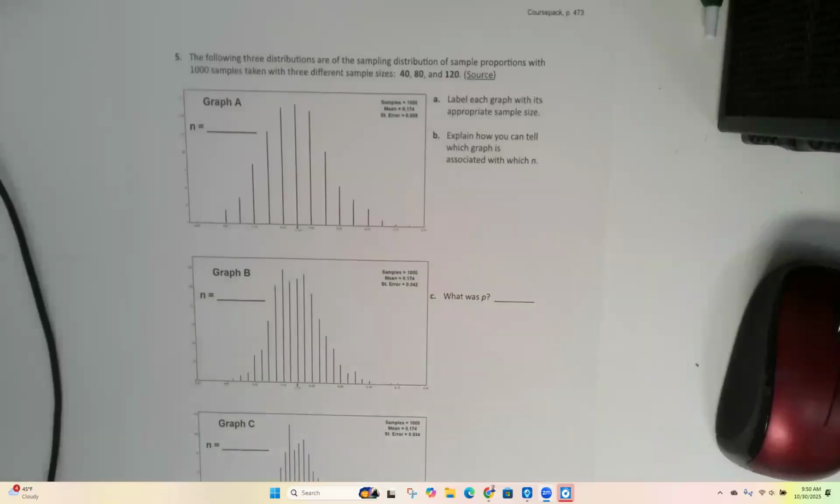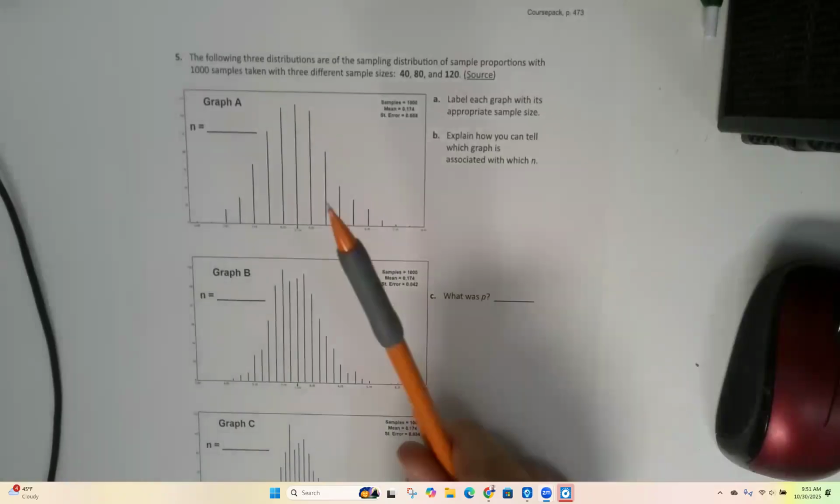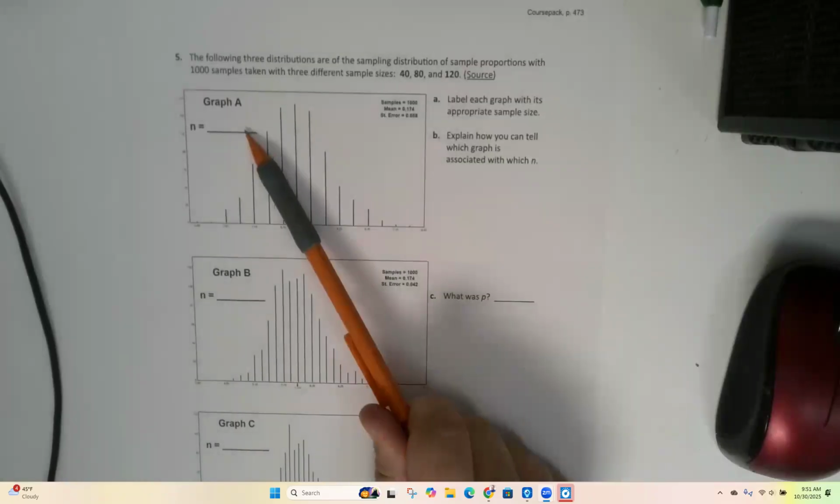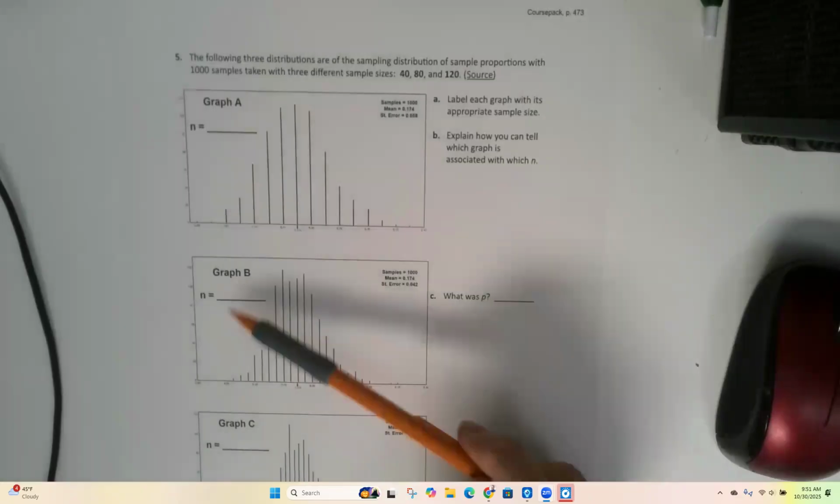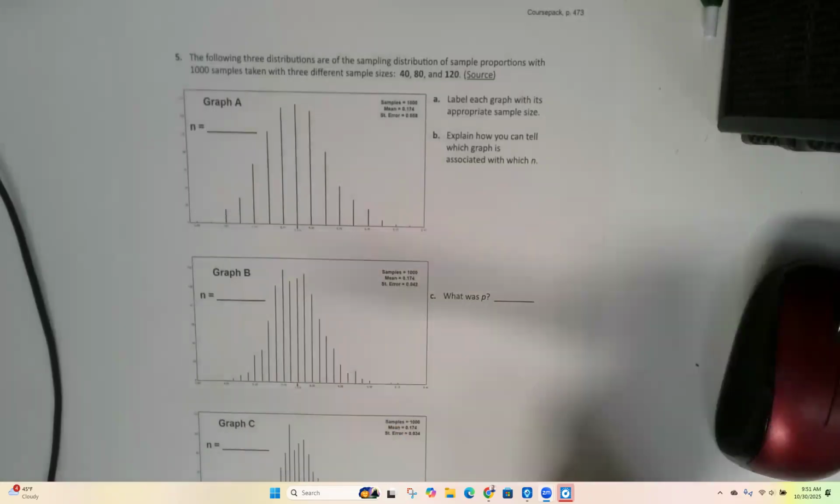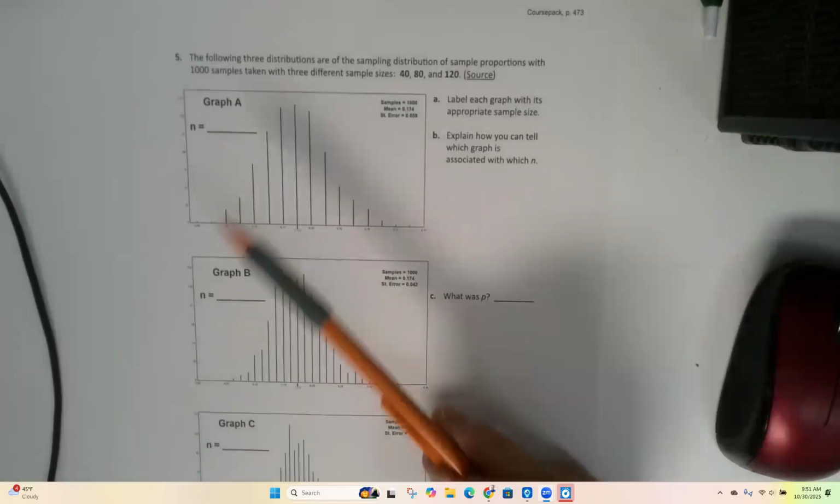Page 473, question 5. The following three distributions are of the sampling distribution of sample proportions with 1,000 samples taken with 3 different sample sizes. That sounds confusing. All it really is saying is one of these is 40, one of them is 80, one of them is 120. So you're going to figure out which one is which.